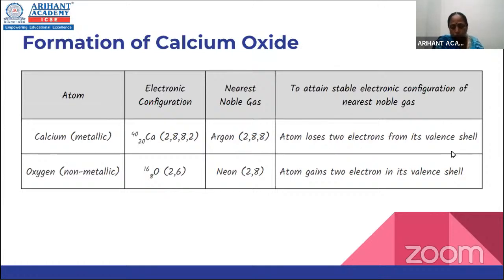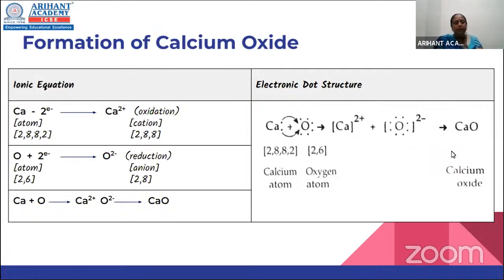Calcium, 2, 8, 8, 2, would give up the last 2. Oxygen, 2, 6, will accept 2. So obviously Ca becomes 2 plus, oxygen becomes 2 minus. And by the cross-drop technique, the 2 plus and 2 minus will cancel and we get CaO. So we have Ca minus 2 electrons, Ca2 plus, O plus 2 electrons, O2 minus. And we have the 2 plus and 2 minus attracting each other and forming CaO.